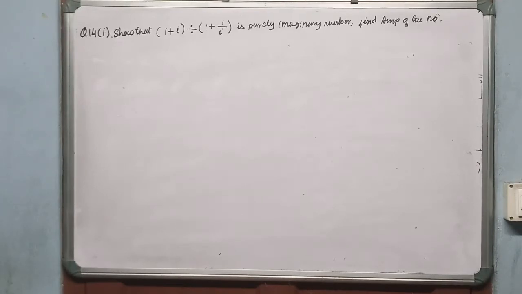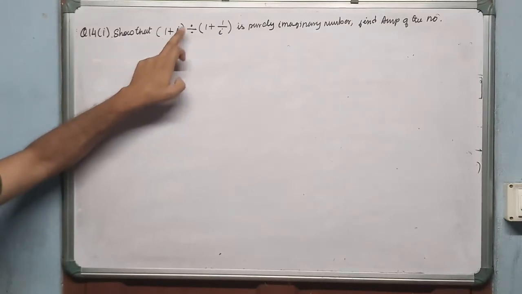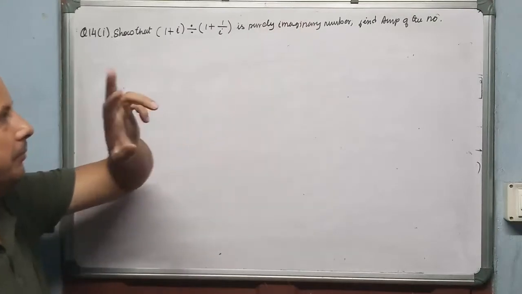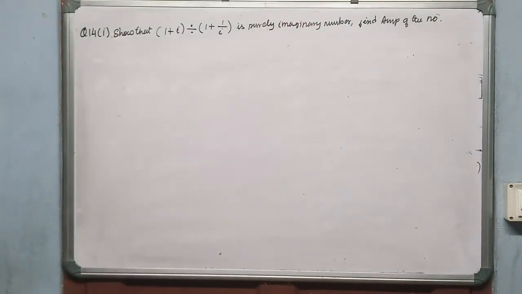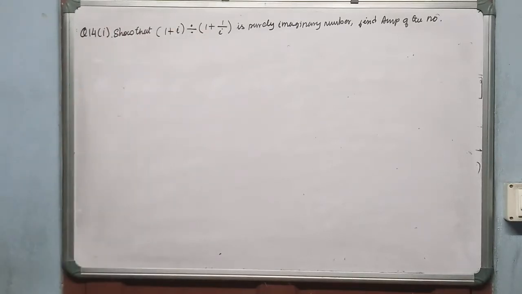Now this concept of this question: show that (1 plus i) divided by (1 plus 1 by i) is a purely imaginary number. Find the amplitude of the number. Now you have to prove this quantity is purely imaginary. Now how to prove this quantity is purely imaginary?